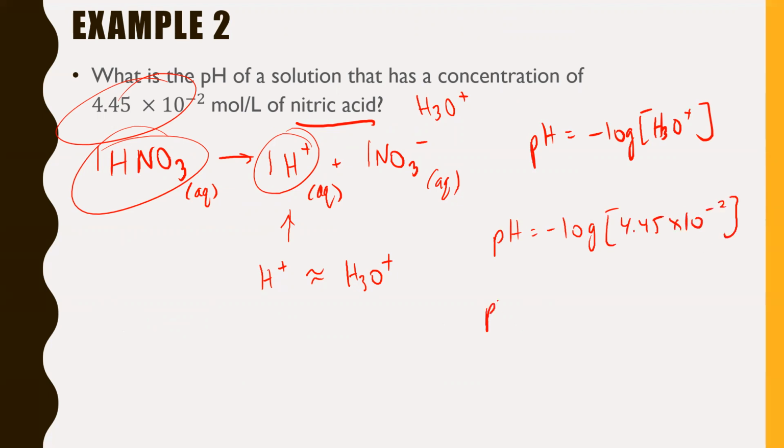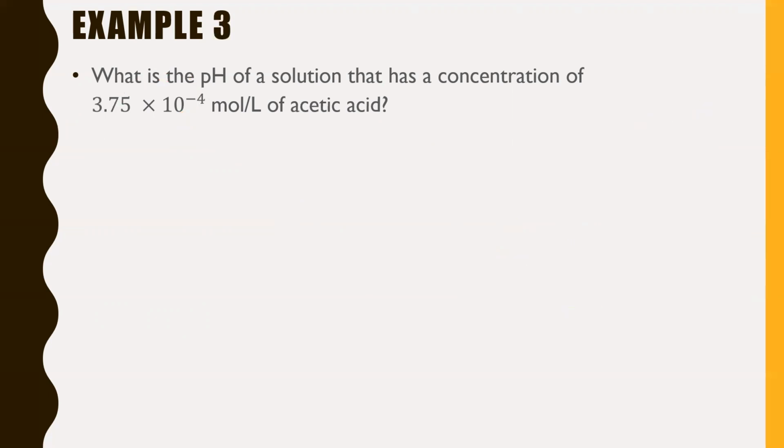And again, you have no choice on these ones but to use your calculator because there's not really an easy way of calculating these without one. 4.45 times 10 to the negative 2. That is going to give you, to 3 sig digs, 1.35. So quite a low pH, a very high concentration of acid in that. So yeah, there you go. It's just a matter of using that formula.